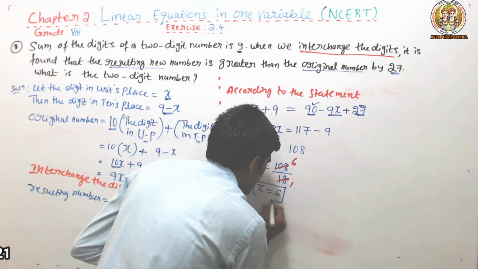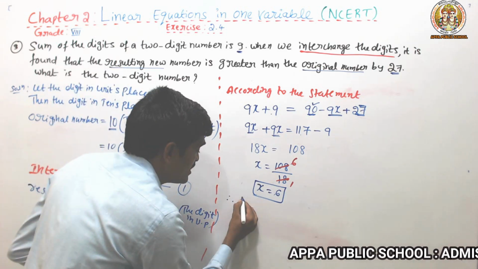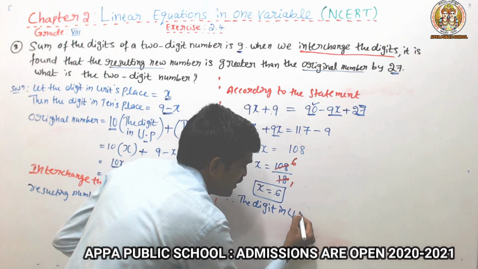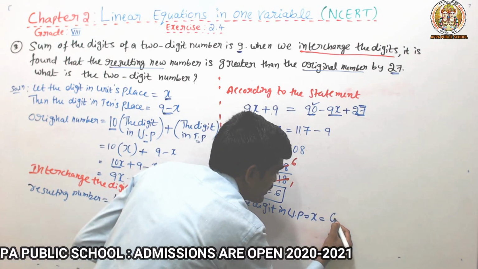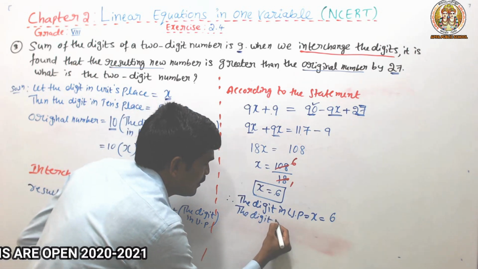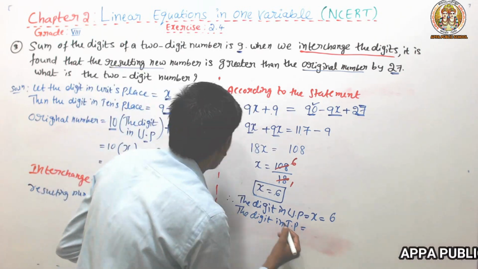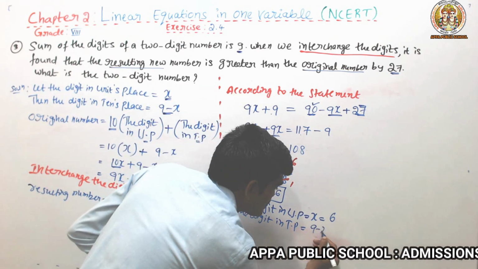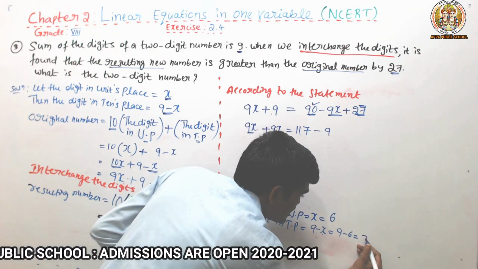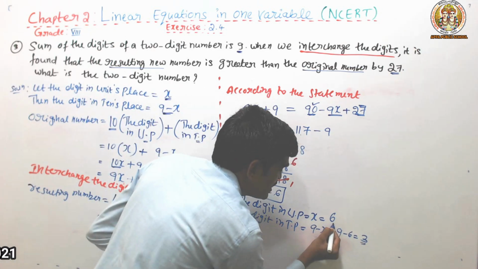6. My dear students, now what we consider: the digit in UP means units place. X is equal to, can I write 6? Next, the digit in TP means tens place. So what do we consider for TP? 9 minus x. So 9 keep as it is, substitute the value of x as 6. So 9 minus 6 is 3. Now we got the digit in TP and the digit in UP.